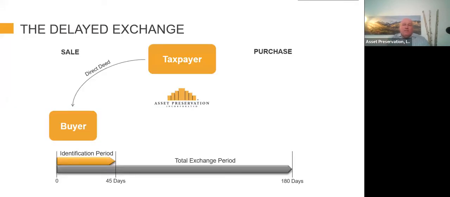Delayed exchange. We sell it then. Now what's going to happen is the money comes to the qualified intermediary. So this is the first part of an exchange. We'll get into the timeline on it. Now you're going to work with your client on property you want to buy. Now, a quick planning tip.